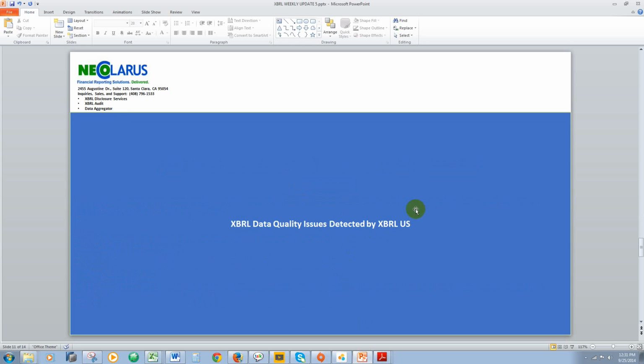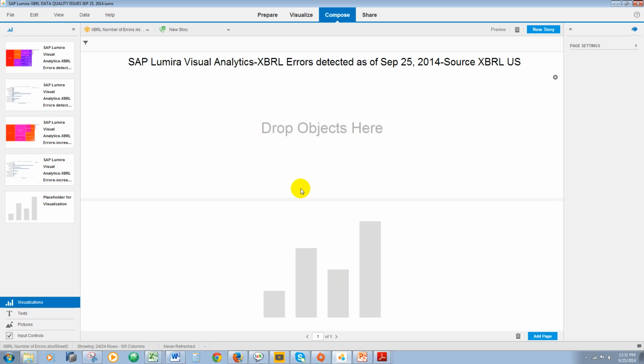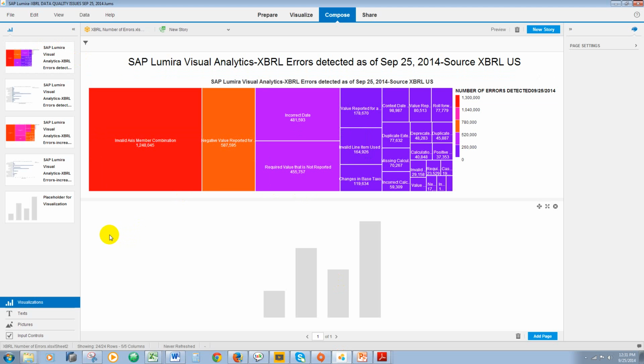detected by XBRL US, and we are going to look at this at the XBRL errors with the help of SAP Lumira Visual Intelligence. So let us drag and drop one of these charts. So we are seeing a tree map over here, and let us expand this.